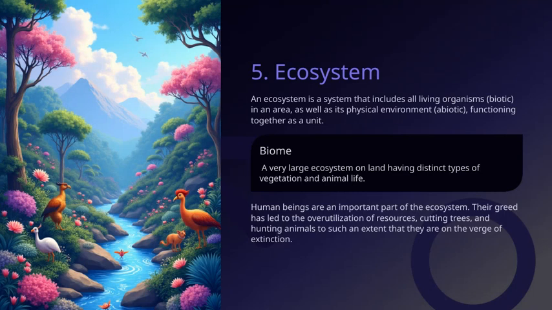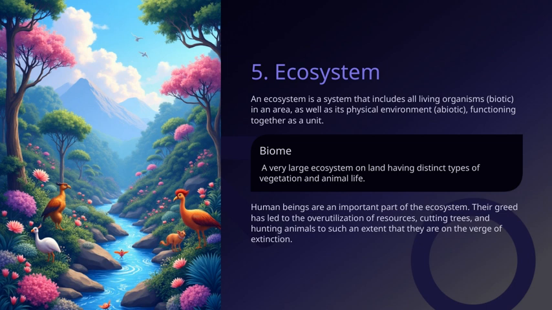Let's talk about ecosystems. An ecosystem is essentially a system that includes all the living organisms, or biotic components, in a particular area, as well as the physical environment, or abiotic components. These elements work together as a unified whole, interacting and depending on each other. Now, within ecosystems, we also have the concept of biomes. These are very large ecosystems found on land, characterized by specific types of vegetation and animal life. Think of a forest, a desert, or a grassland. Each one represents a different biome with unique features.